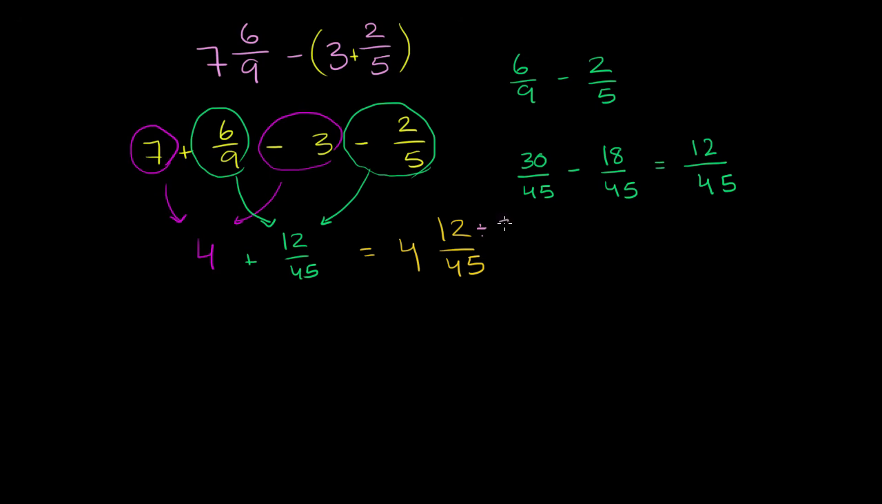If we divide the numerator by 3 and the denominator by 3, we end up with 4, and 12 divided by 3 is 4. And 45 divided by 3 is 15. 4 and 4/15. And actually, we're done. These two can't be simplified anymore. 4 and 4/15.